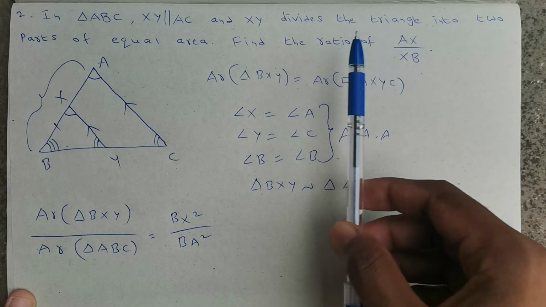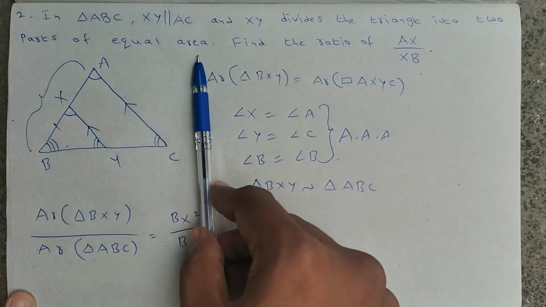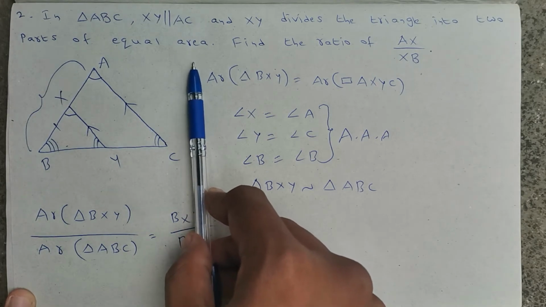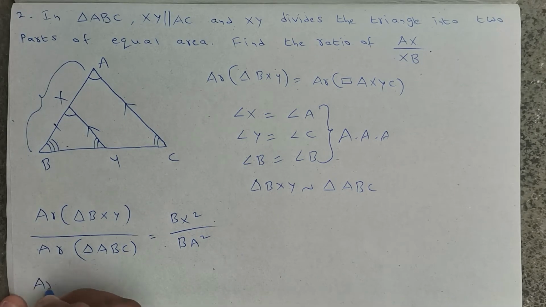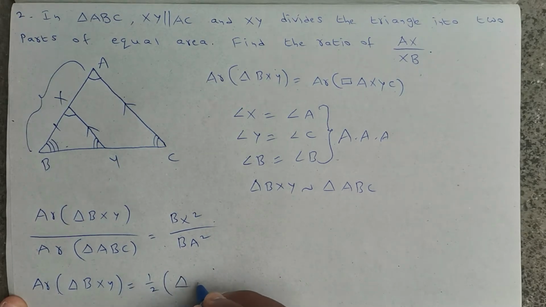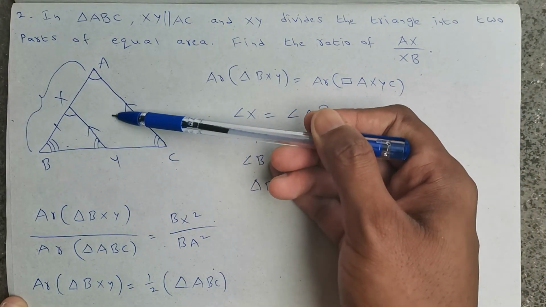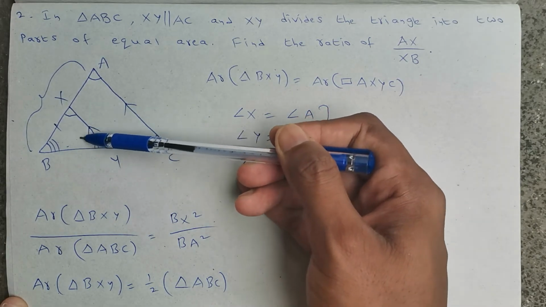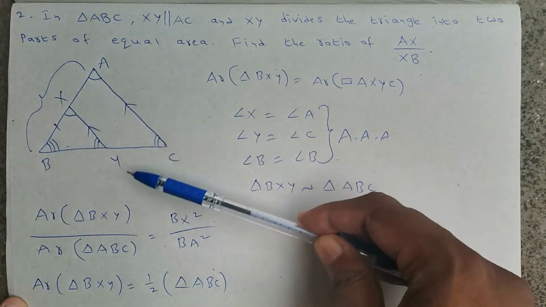Next, one more thing he gave. The XY line divides the triangle into two parts of equal area. So from this we can conclude that the area of triangle BXY will be equal to half of the area of triangle ABC, because he clearly mentioned that this half part is exactly equal to this half part. So these two sum to the total triangle, so this BXY area is half of the total area.